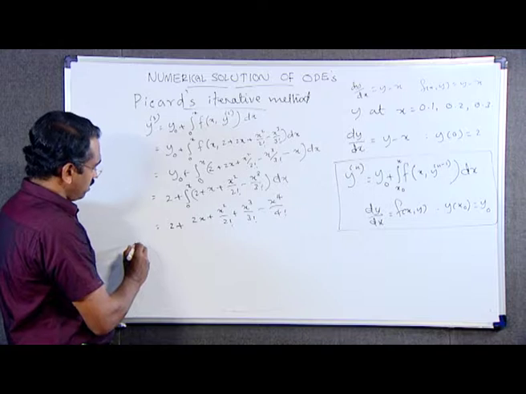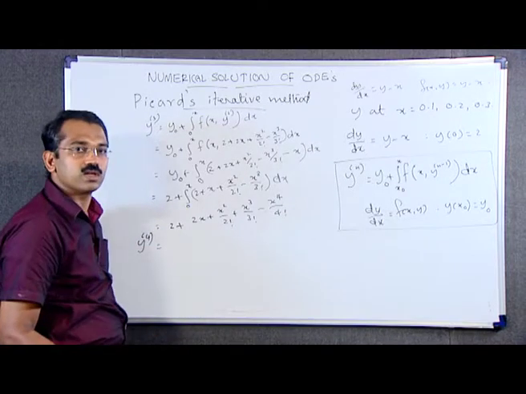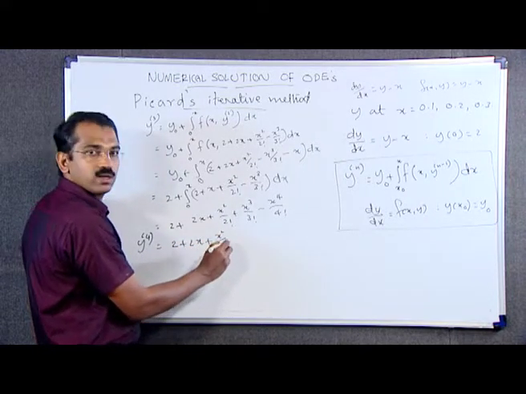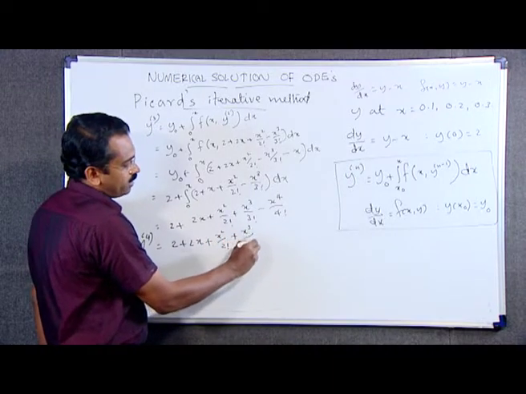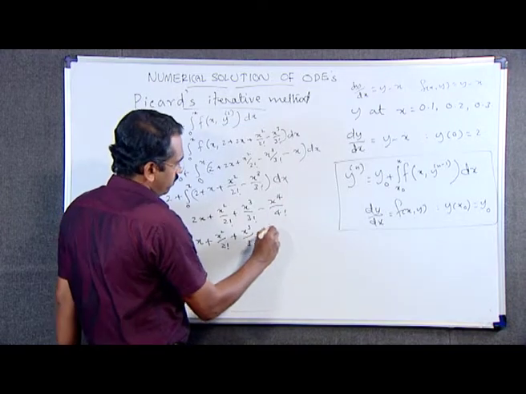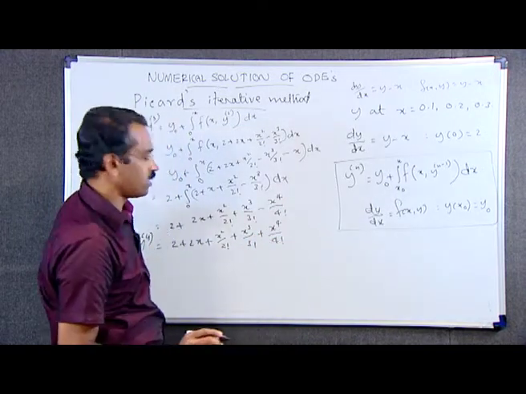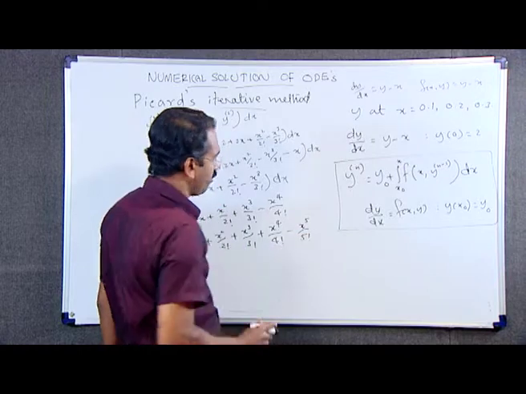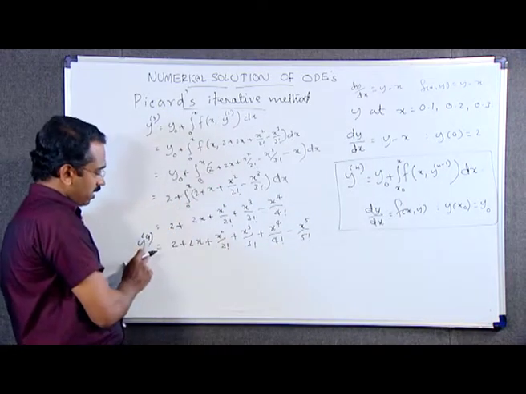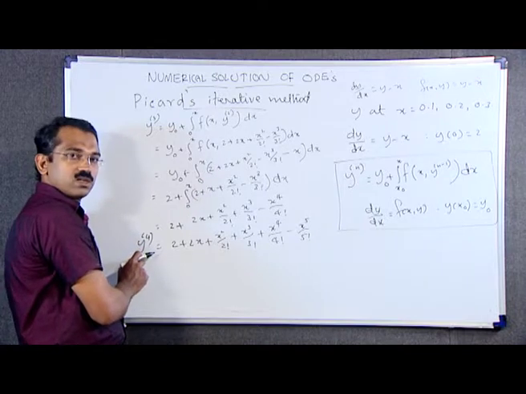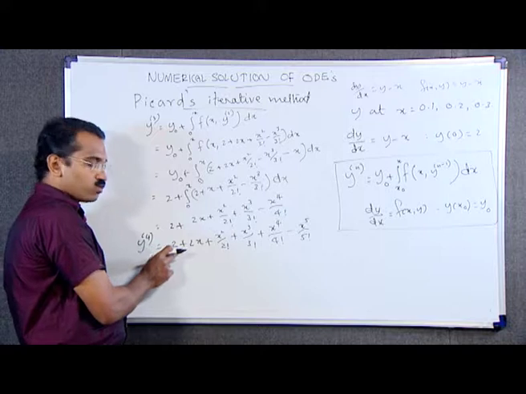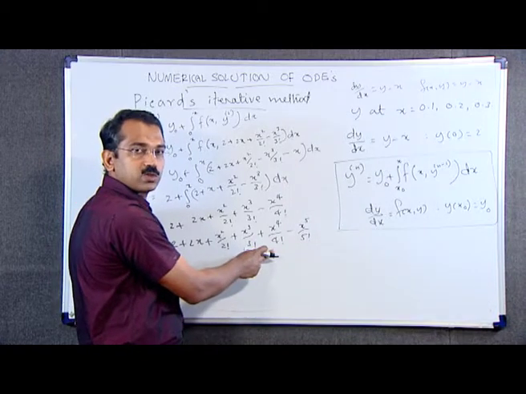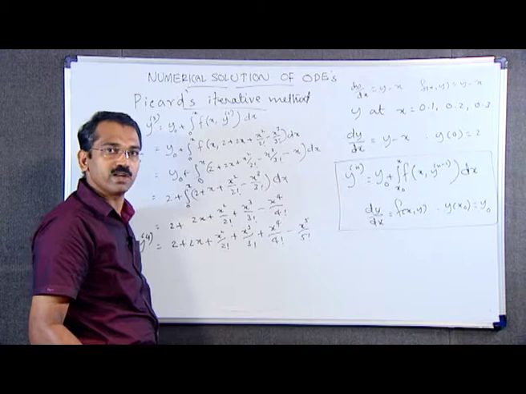The fourth approximation is y raised to 4 is equal to 2 plus 2x plus x square by 2 factorial plus x cube by 3 factorial plus x raised to 4 by 4 factorial minus x raised to 5 by 5 factorial. If we proceed in this manner, we can obtain the fourth approximation as y4 equal to 2 plus 2x plus x square by 2 factorial plus x cube by 3 factorial plus x raised to 4 by 4 factorial minus x raised to 5 divided by 5 factorial.